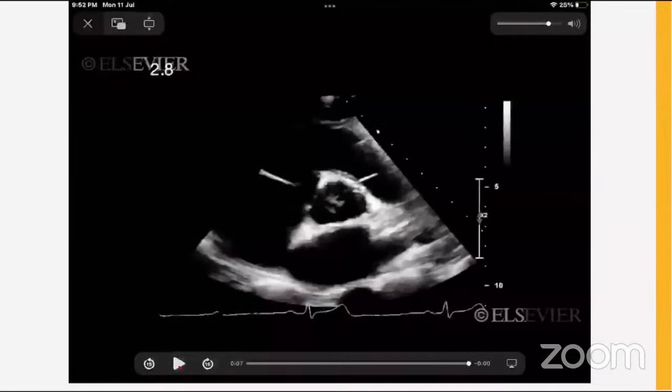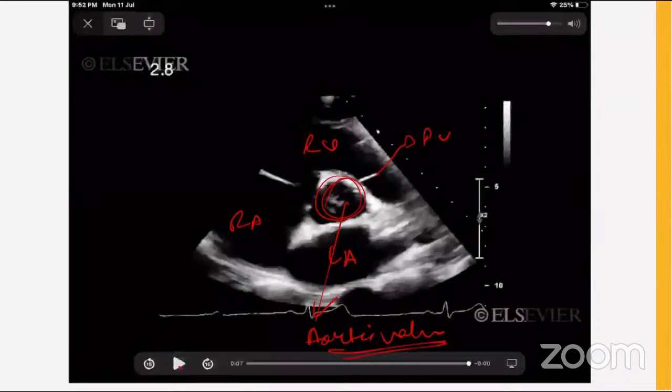This is again a video of PSAX which is not working. So LA, RA, RV, pulmonary valve. In the center we have aortic valve. This structure that is opening into the LA is a pulmonary vein. So we have mostly 3 pulmonary veins opening into the LA.